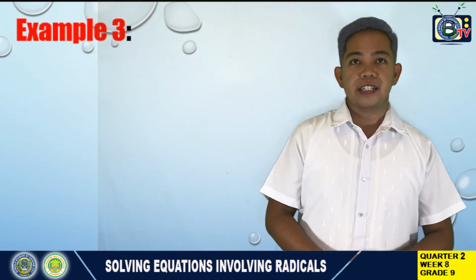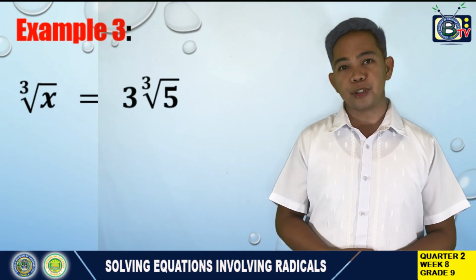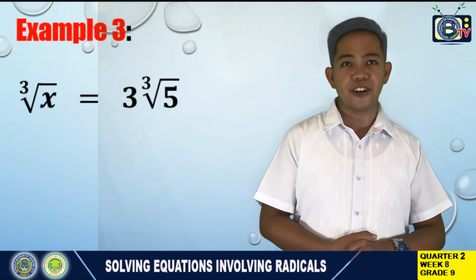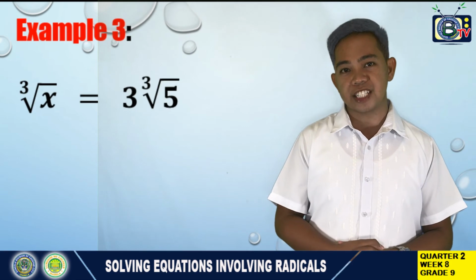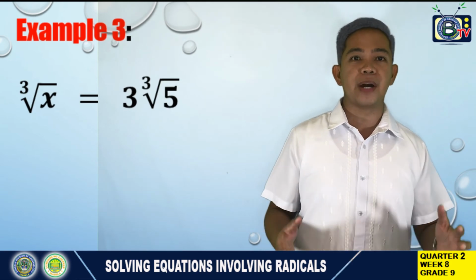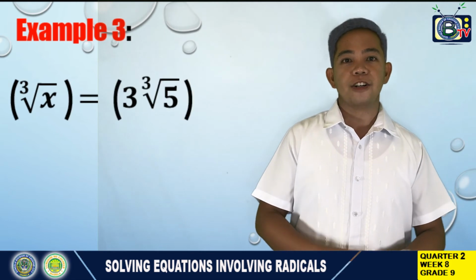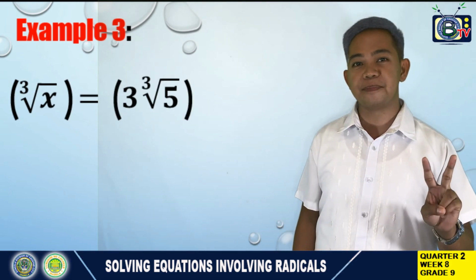We have the cube root of x is equal to 3 multiplied by the cube root of 5. Since both sides of the equation have no constant, then we can now directly use the first step, which is to remove the radical sign by writing close and open parentheses on both sides of the equation. Let's do the second step.